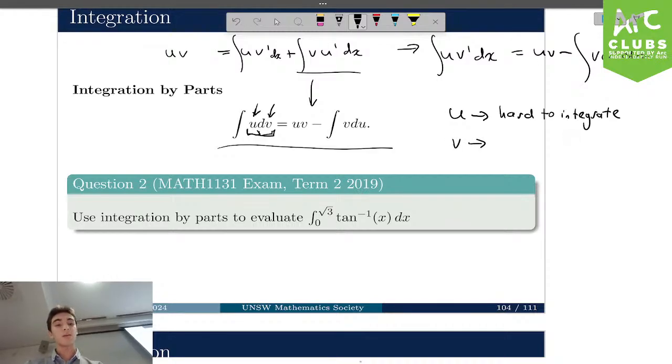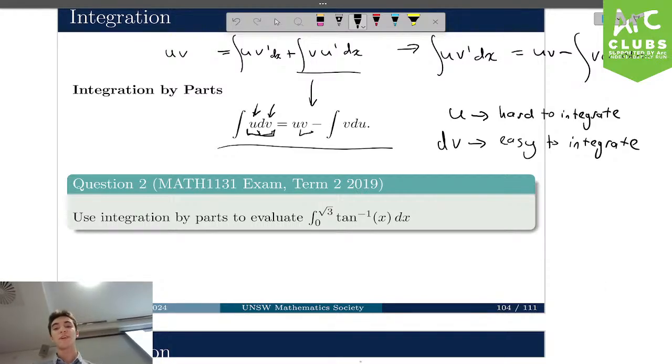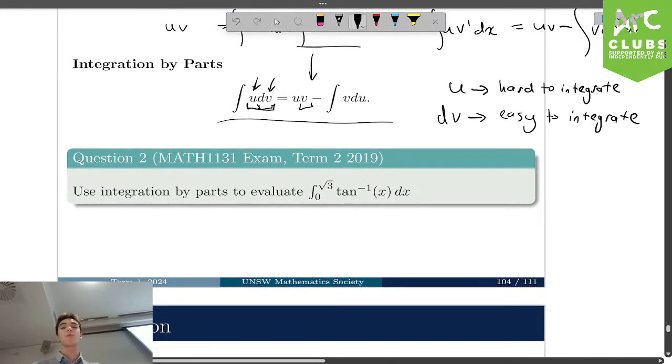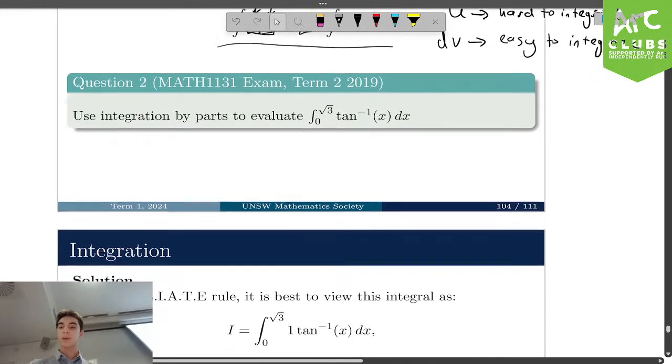And v, the second part, dv, it'll be something that's easy to integrate, because we will have to integrate dv to become v, right? And substitute that in for our integral expression, okay? So let's actually go through an example of how to apply this theorem.